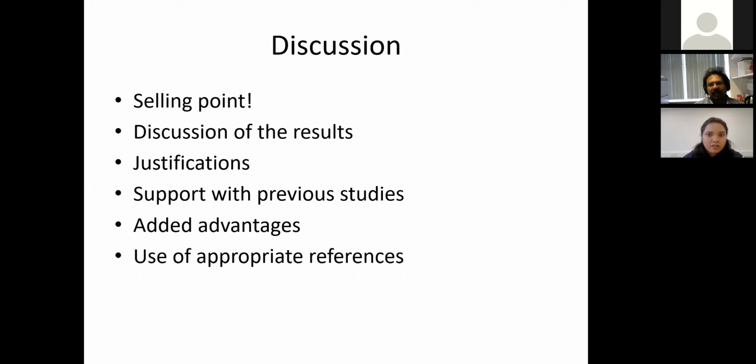You give proper references. You discuss it. You explain it for the reader. So that is how you discuss your work. You need to give proper justifications. Support it with previous studies. Added advantages. And use appropriate references.